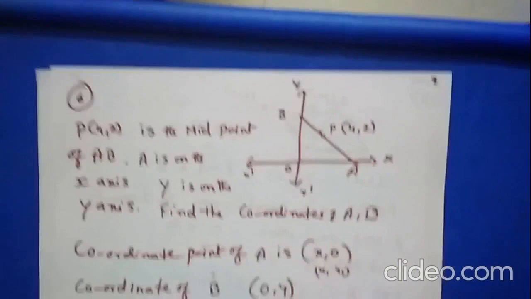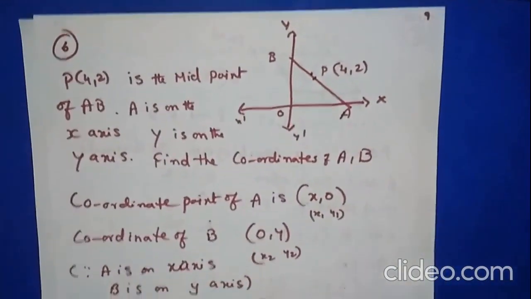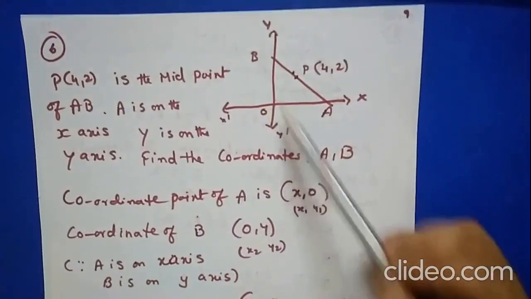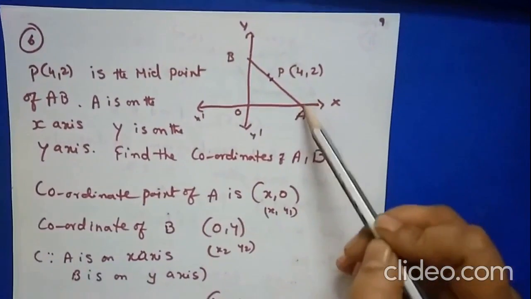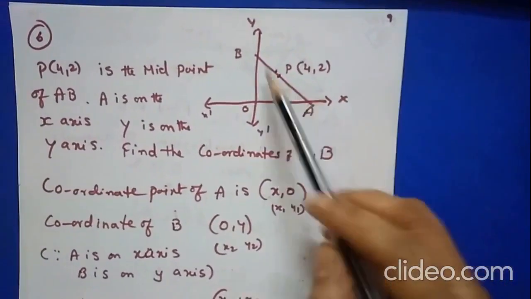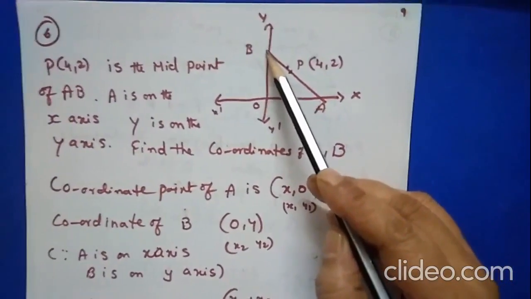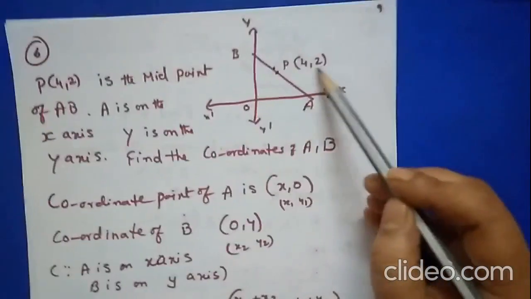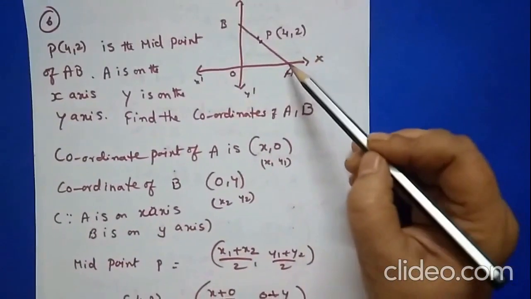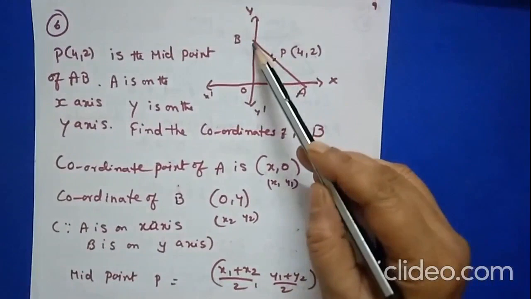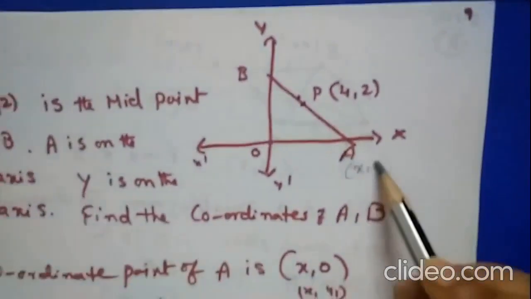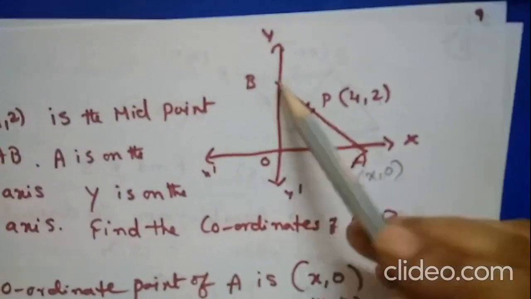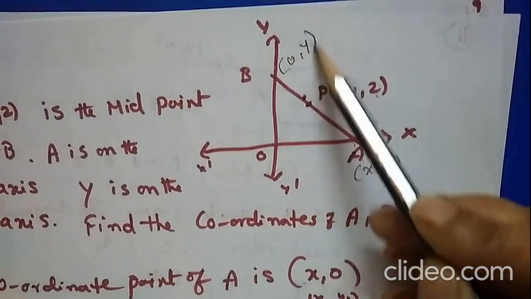Next, question number 6 in the same exercise. Now, this is the x-axis, this is the y-axis. A line passing through the x-axis and y-axis intersects the x-axis at A and the y-axis at B. The midpoint of AB is given as (4, 2). You have to find the coordinate of A and the coordinate of B. What is the coordinate of A on the x-axis? (x, 0). The coordinate on the y-axis is (0, y).